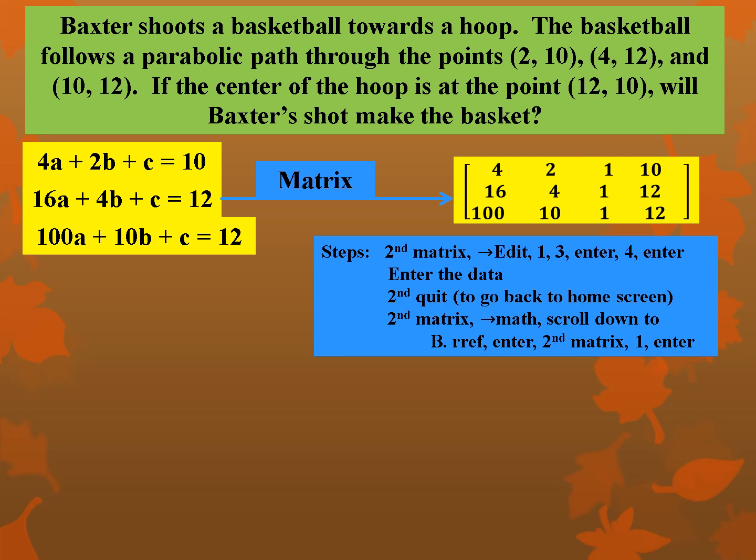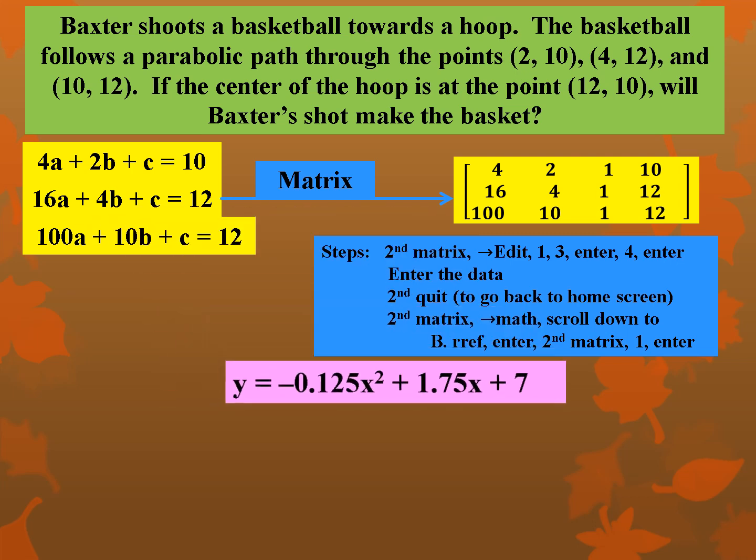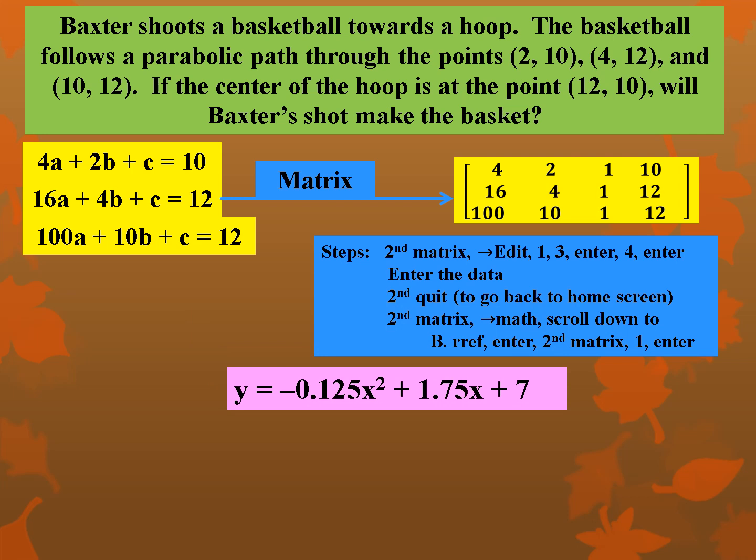We're going to hit enter. That pops up RREF with an open parenthesis on our home screen. Then we go back to second matrix, choose option 1 because that's matrix A, and hit enter. When we do that, it simplifies and solves the matrix for us, and we find out that A is negative 0.125, B is 1.75, and C is 7.